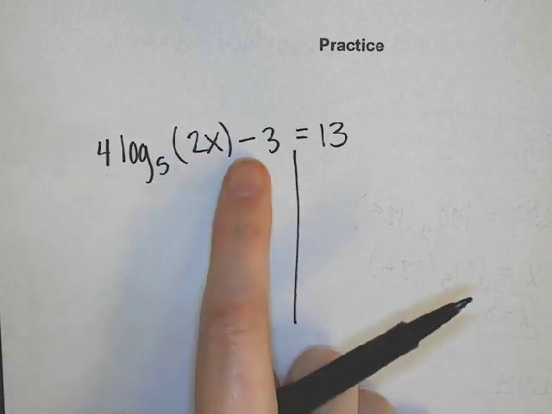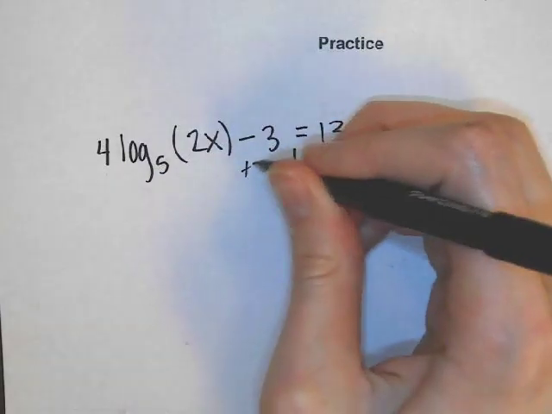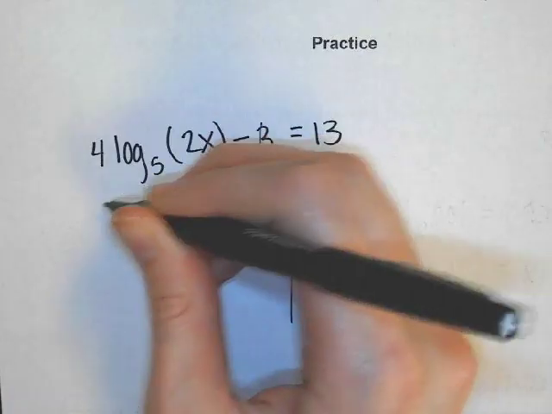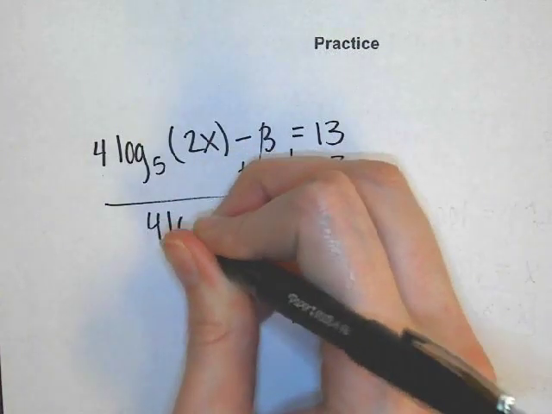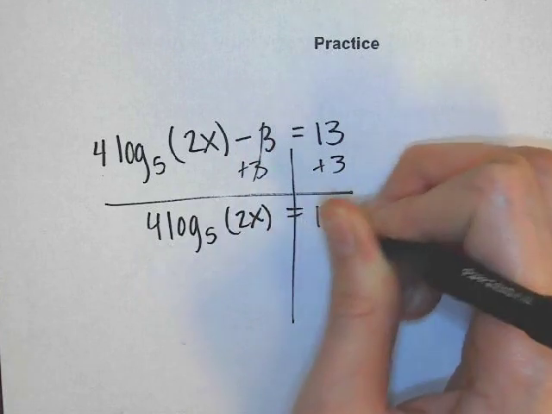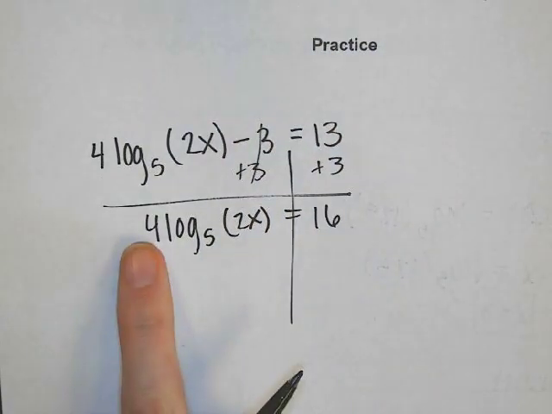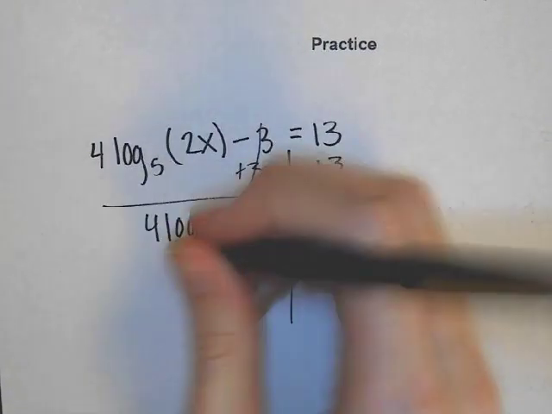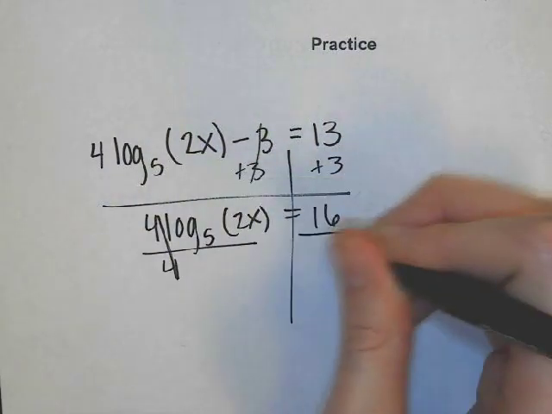So the minus 3 is not attached. Get rid of the minus 3 by adding 3. Drop it down. And now we want to get rid of the 4 that's attached to the logarithm. So I'm going to divide by 4 since it's multiplying.